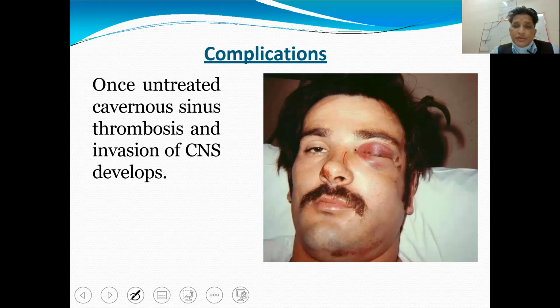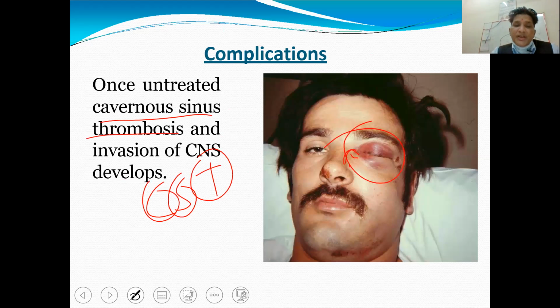The fungal element through the lamina papyracea has entered into the orbital cavity, and this can even lead to thrombosis of the cavernous sinus, and this patient has a cavernous sinus thrombosis. Cavernous sinus is the sinus which is just superior to the sphenoid sinus, and it has the sixth nerve and internal carotid artery passing through.